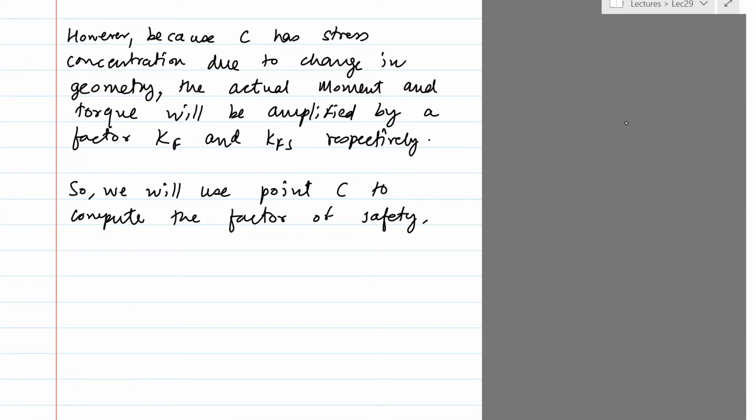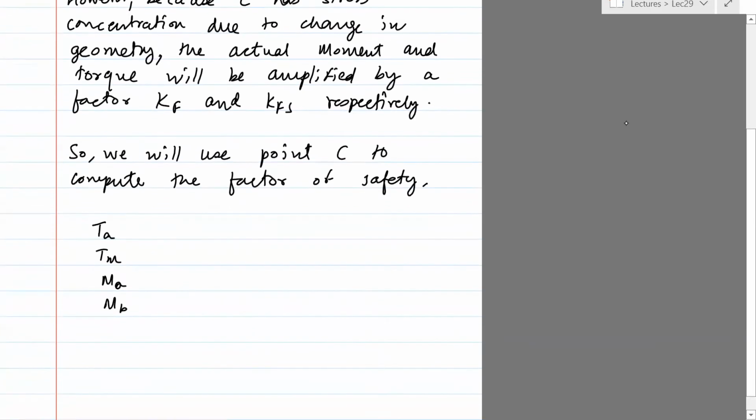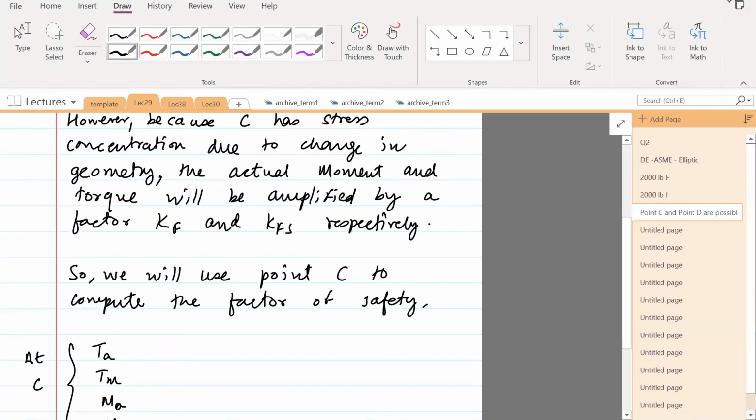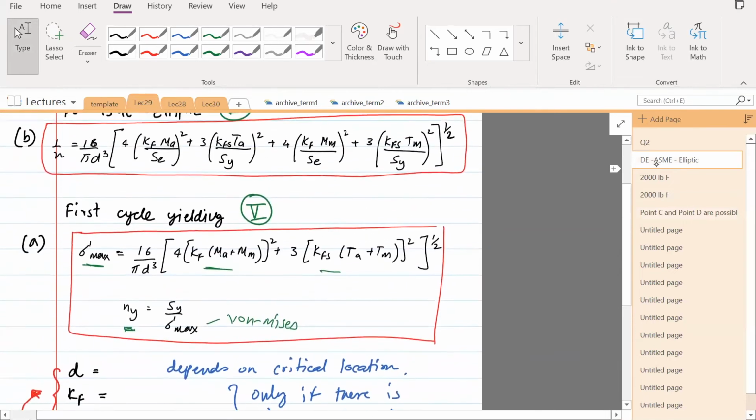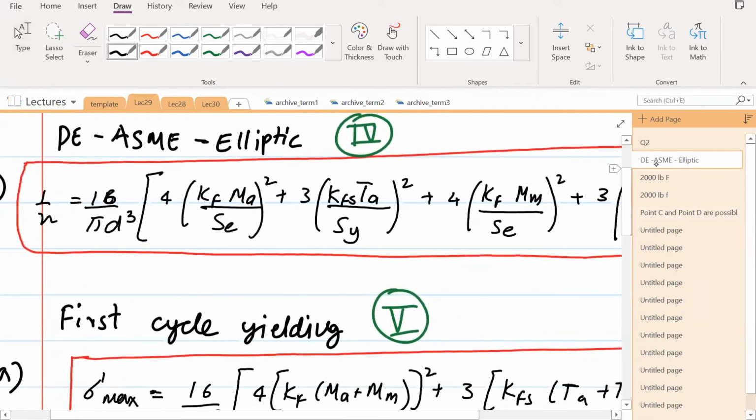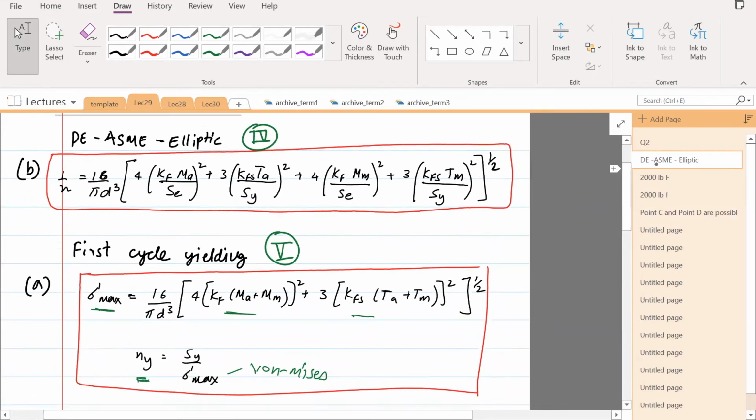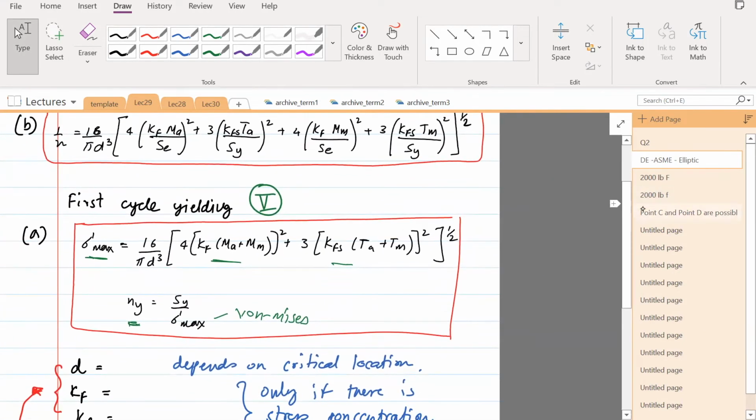Okay, so we have to compute TA, TM, MA, MM, and we'll do it at C. Okay, and then when you see the formulas, when we have this MA, note that it's going to be multiplied with Kf later. So this is assuming that there's no change in geometry when we're writing the value for MA and T and so on. Okay, so what are those values?